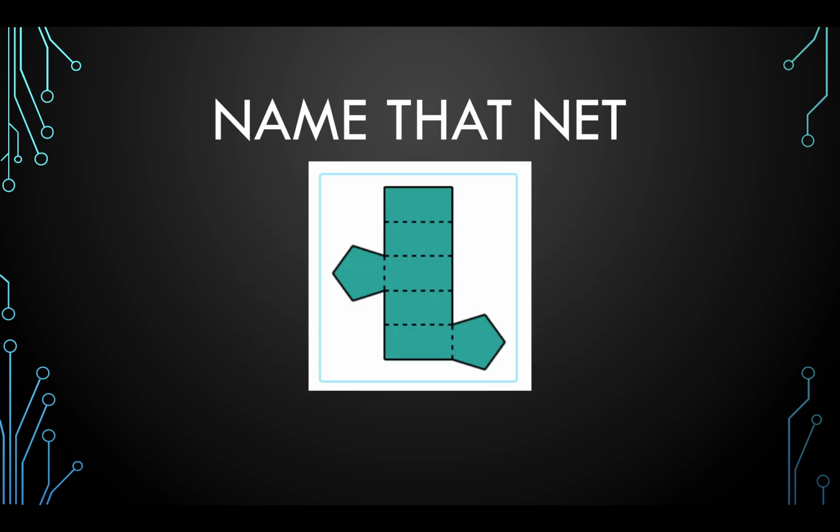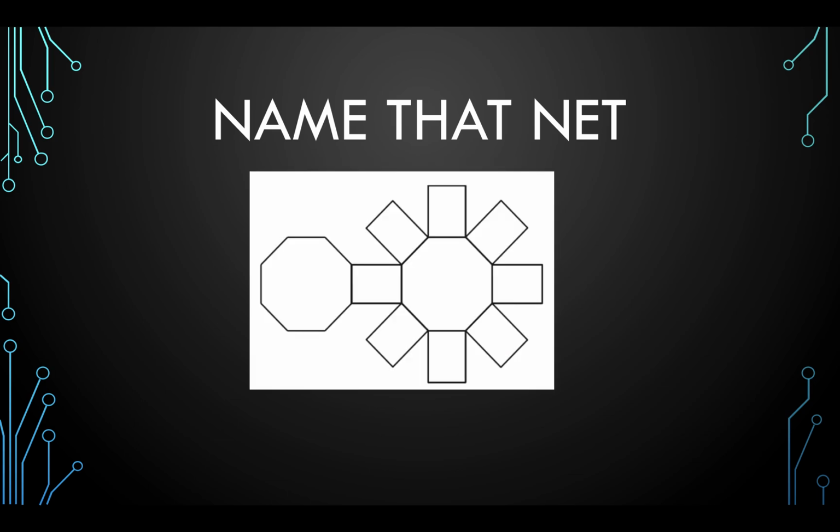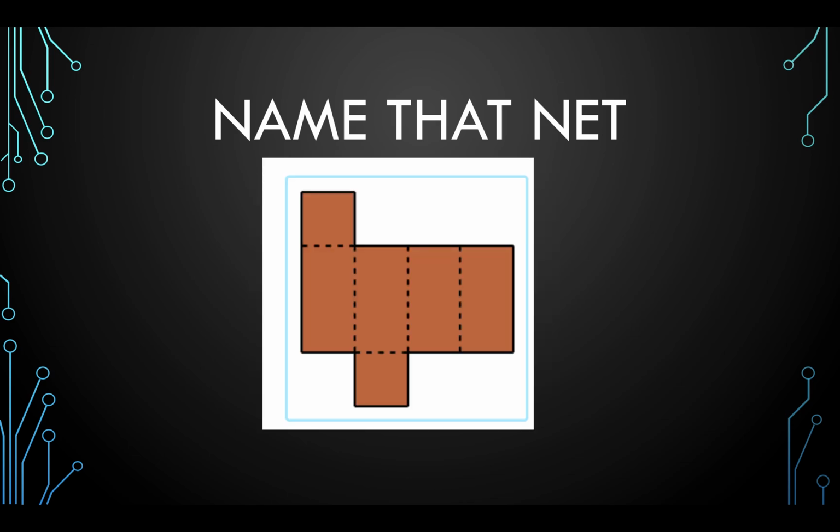What shapes do you see? What are those faces? What do you think the name of this net is? Name that net. Let's check out this next one. Name that net. What shapes do you see? Yo, yo, yo, what's your name? I don't know. Kipster, help me out. Name that net.